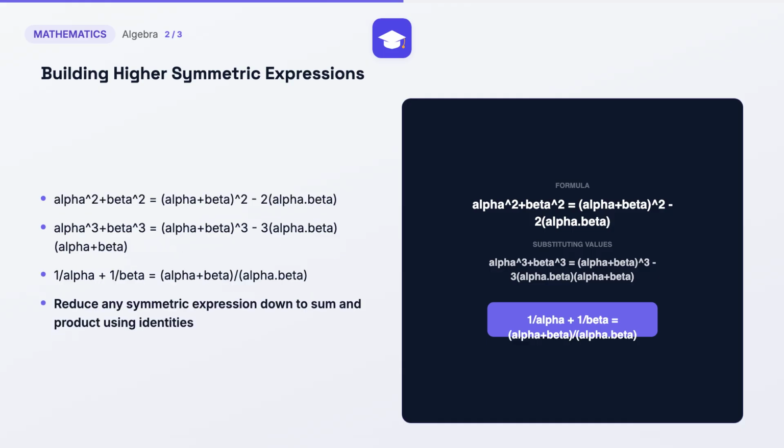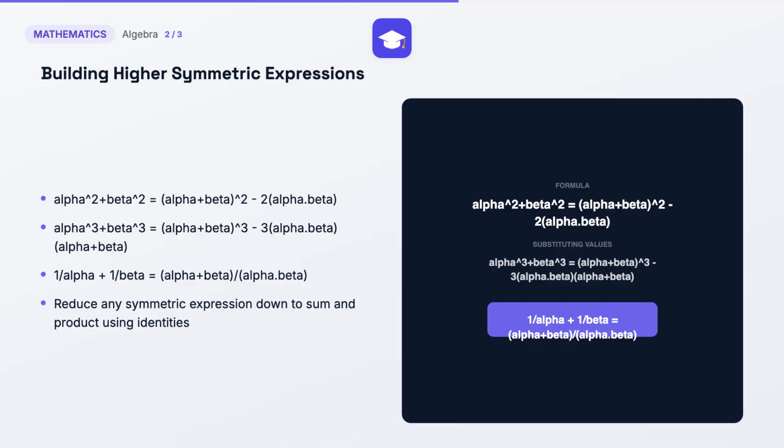Even expressions like 1 over alpha plus 1 over beta simplify directly to alpha plus beta over alpha beta, again using only the two symmetric building blocks. This systematic approach of reducing any symmetric expression down to sum and product works for virtually any such expression you'll encounter.